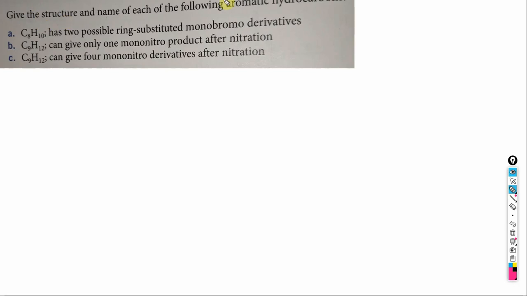In this problem, the book has given you a molecular formula which corresponds to an aromatic hydrocarbon, and they tell you what kind of product distribution you get, like how many products you get when this compound undergoes a bromination or a nitration, and depending on the number of products you get, you should predict the structure of this molecule.